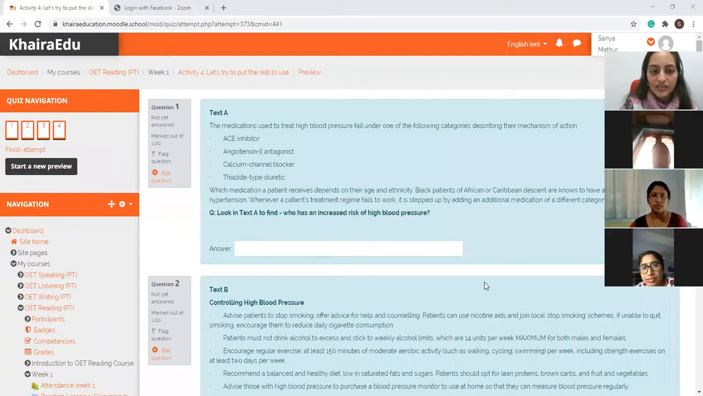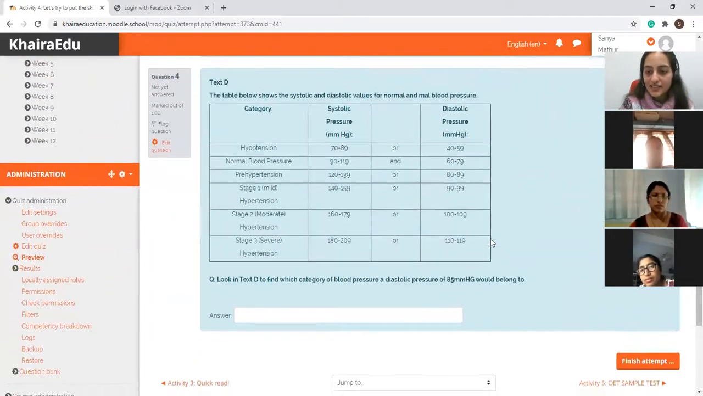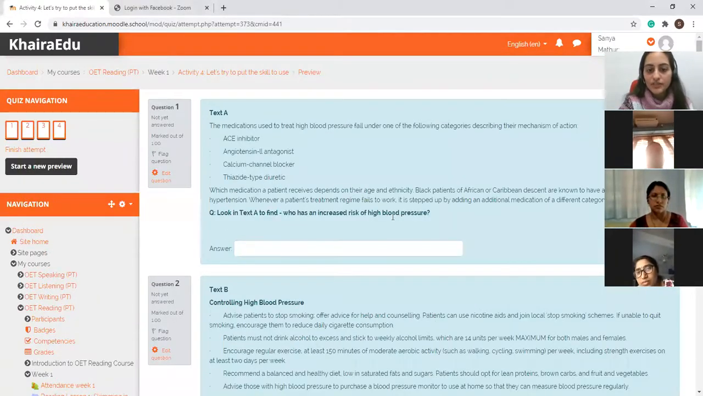So there are 4 texts, text A, B, C, and D. Now this is how you will get it in the exam as well. But to make it just a little bit easier, there is a question with each text. So you have to answer that by looking at the text.